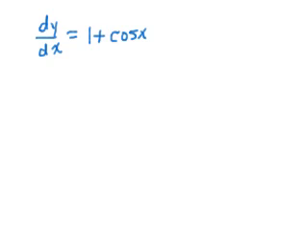Now we can do these problems with a lot of different applications, such as cosine and sine. So let's do a trig one. And so dy dx equals 1 plus cosine x, and y is equal to 4 when x is equal to 0.